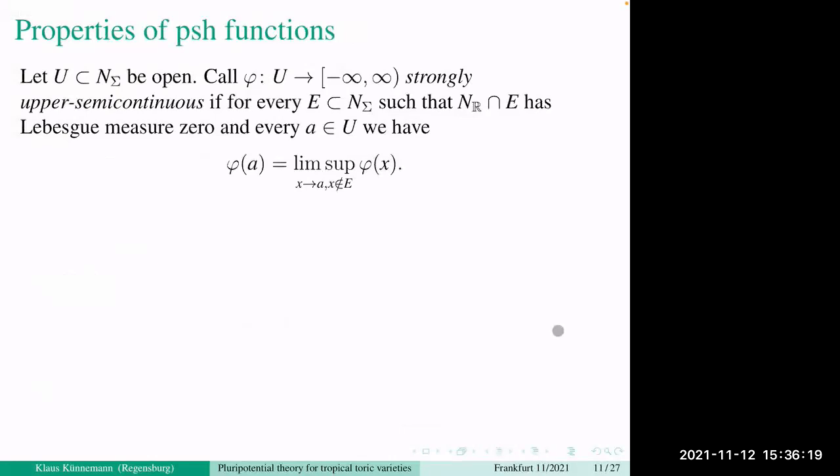So I want to give more properties of PSH functions. I will need one more definition. We call this function strongly upper semi-continuous if for every subset E which has Lebesgue measure 0 in the generic fiber, and for every point A, phi of A is actually equal to this lim sup. Upper semi-continuous means that phi of A is greater or equal to this. And if it's at every point even equal, then we call it strongly upper semi-continuous.